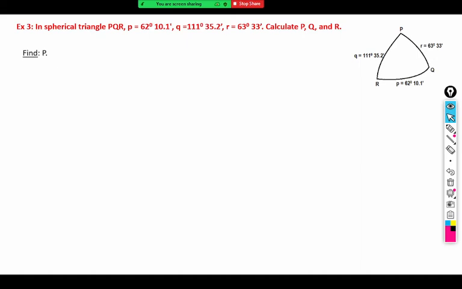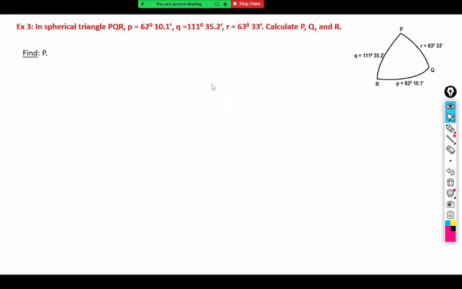We can start with any angle. Suppose we have to find out capital P. So we'll start with the Haversine formula. Haversine of capital P is equal to, if you remember, cosec of adjacent sides, multiplication of cosec of adjacent sides into Haversine of opposite side minus Haversine of the difference of adjacent sides. Something like that is the formula.